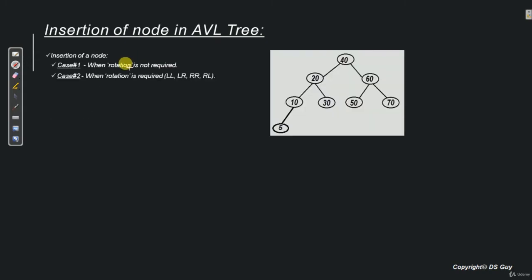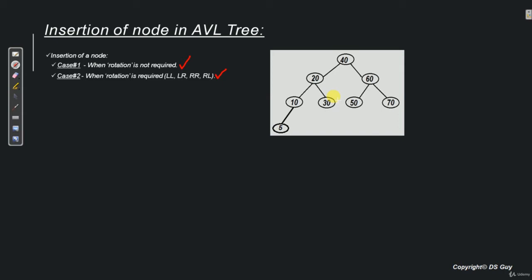So when we want to insert a new node in AVL tree, there can be two cases. That is, when rotation is not required, and the second case is when rotation is required. Now the question is, how do we know if rotation is required or not? As we have already talked in the introduction of AVL tree video, a rotation is required when the left subtree's height and right subtree's height of any given node differ by more than 1.